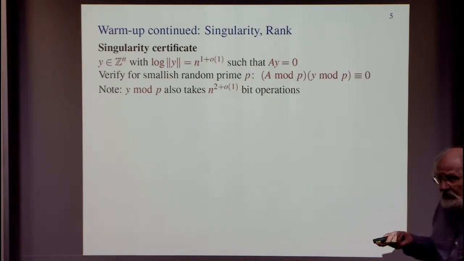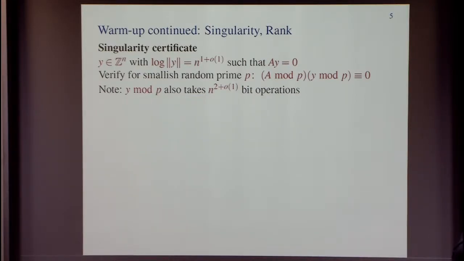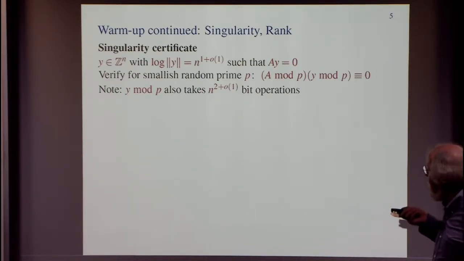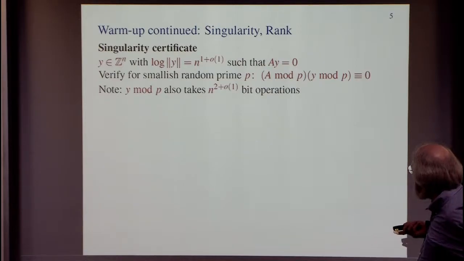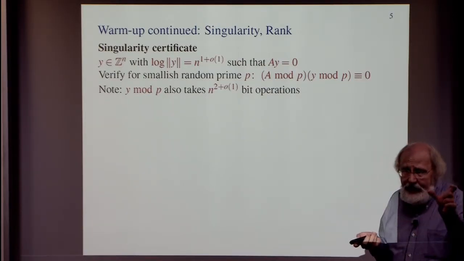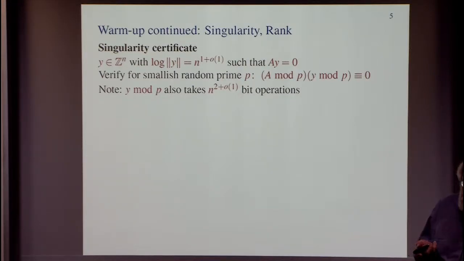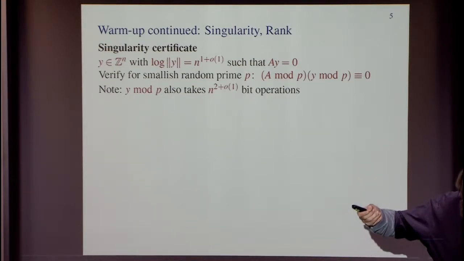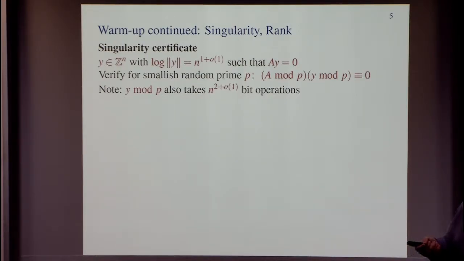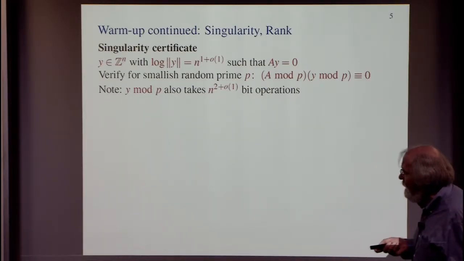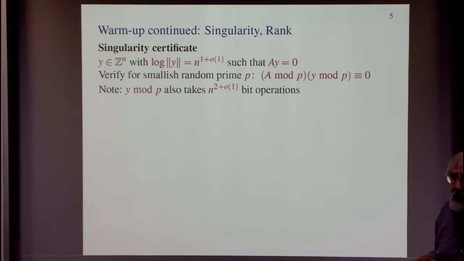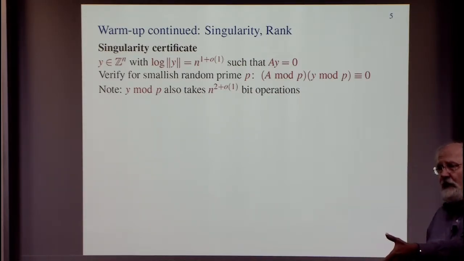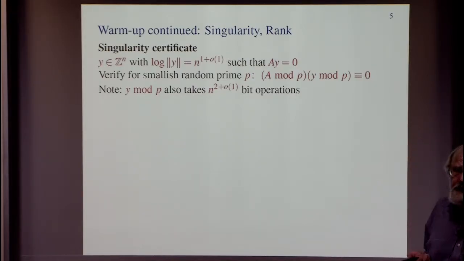The singularity certificate is a little bit more interesting. So here you just expose a column relation. Trouble being that the column relation on an integer matrix can have n bits. So the column relation can have a number of bits that is proportional to the dimension of the matrix. So you have actually n squared bits in the column relation. And so you cannot perform the product. You cannot say A times the column relation, because this would cause you cubic bit time.